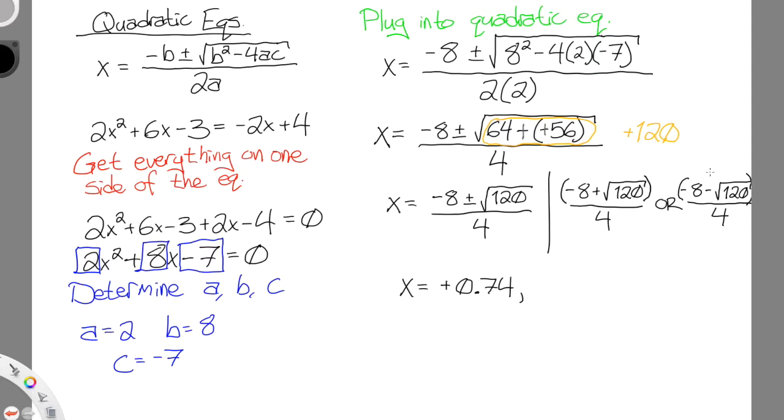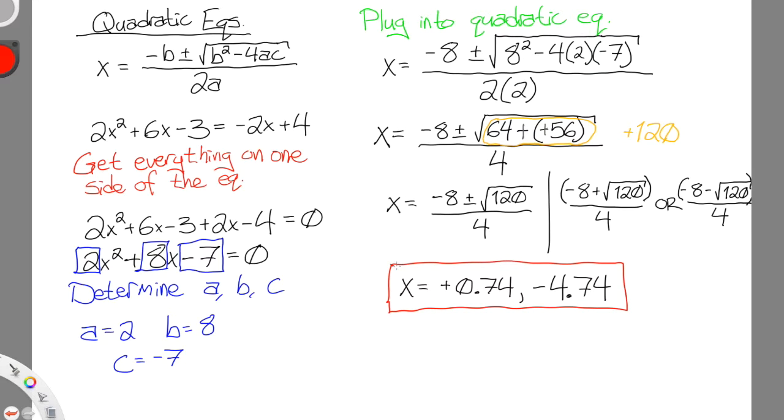And then for our other one over here, we do the same thing. We take negative 8 minus the square root of 120, then divide that by 4, and we're getting negative 4.74. So these are our two answers, and if we were showing work, we would want to box our answers here.